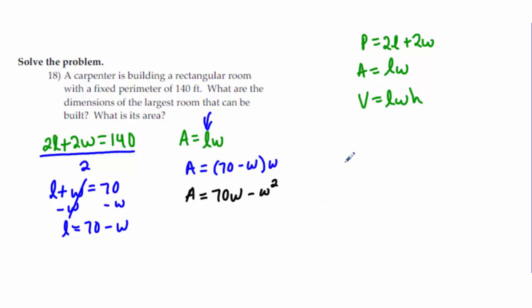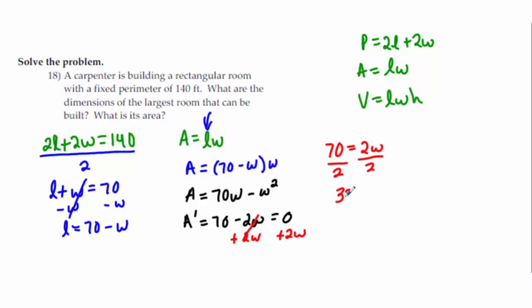So if I distribute, I get 70w minus w squared. If I take the derivative of that and get A prime, that's 70 minus 2w. I'm going to set that equal to 0 and solve. So I'd add 2w, and then, so that's 70 equals 2w, divide by 2. I get 35. That is my width.